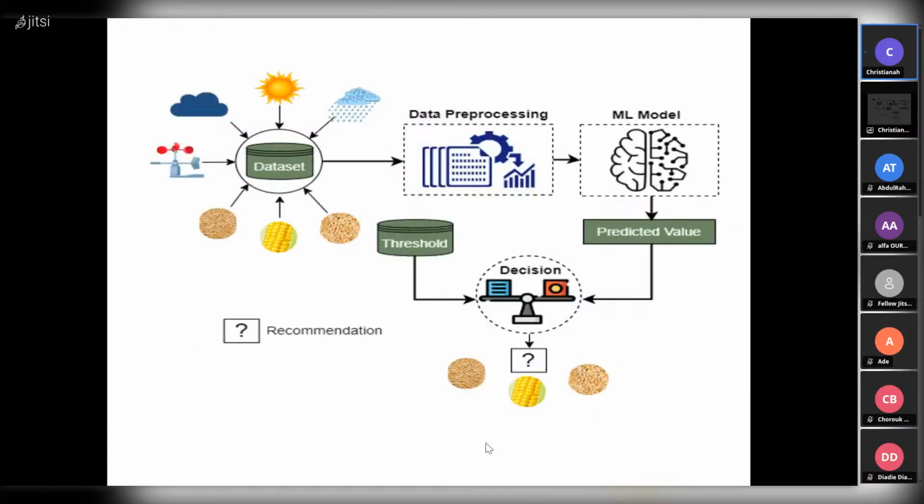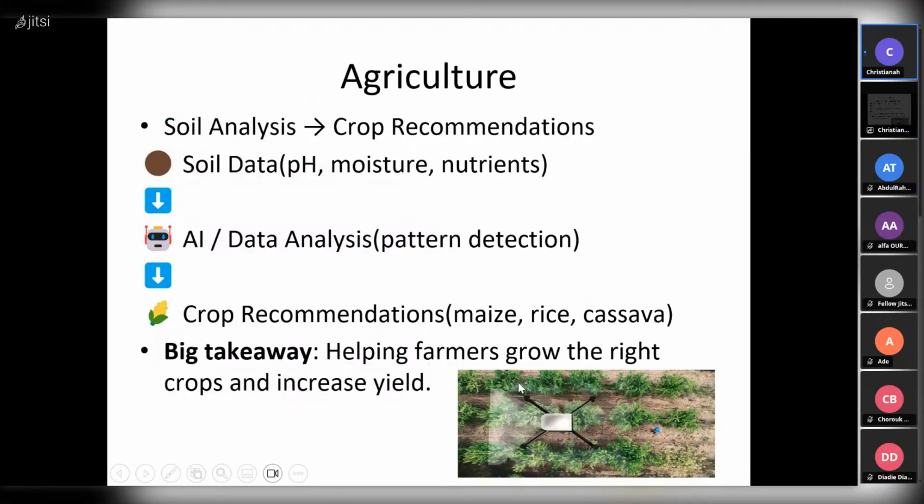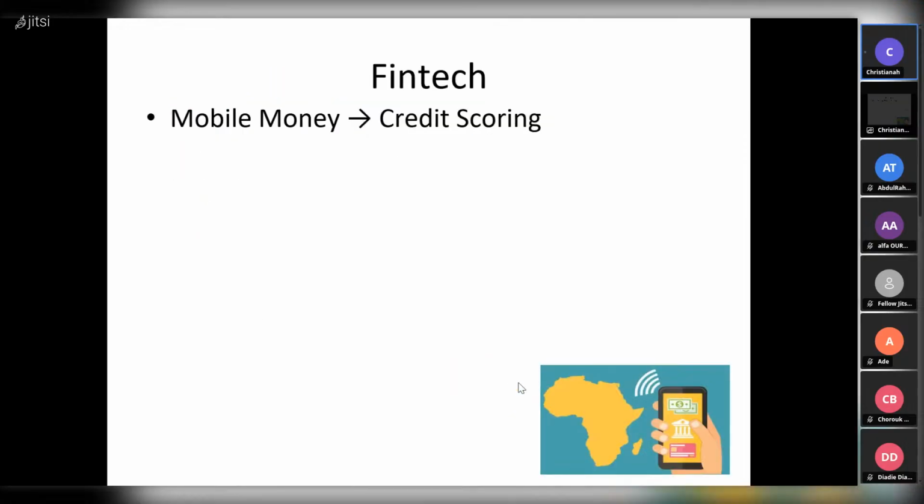So you have the data being processed, you have your machine learning model, it gives a predictive value and makes a decision. There is some threshold, which I see as more mathematical. Then the decision will be: is it maize? Is it rice? Or what is the third one? Or cassava? Yeah.